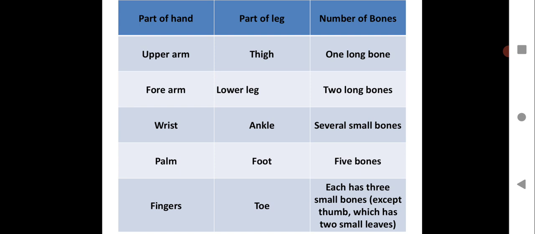Each has 3 small bones except the thumb, which has 2 small bones. So that means 2 small bones. Please take down this table in your notebook, children.